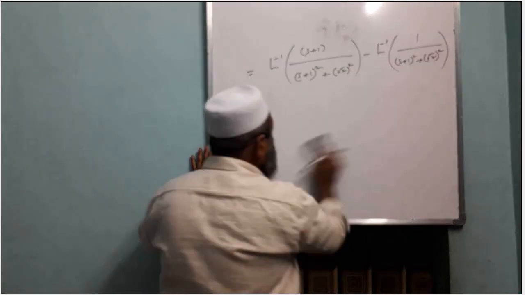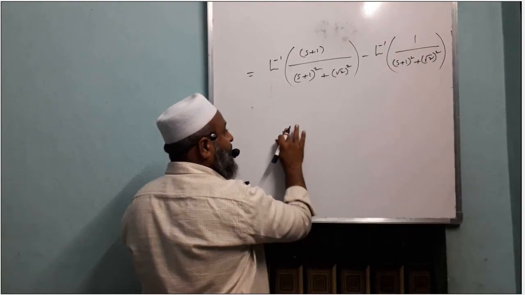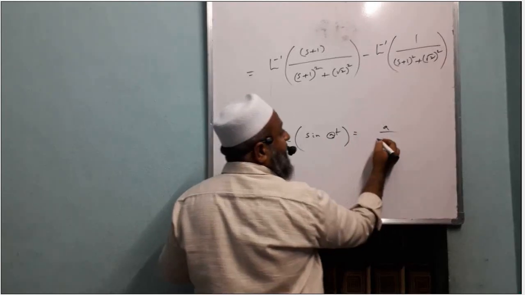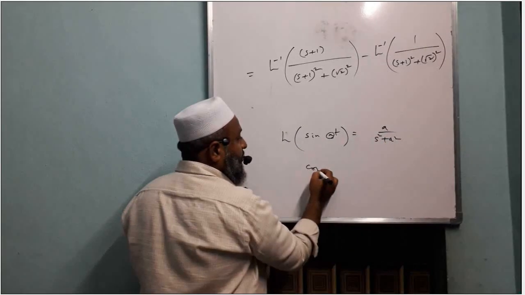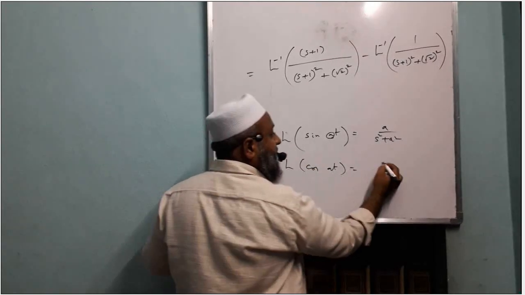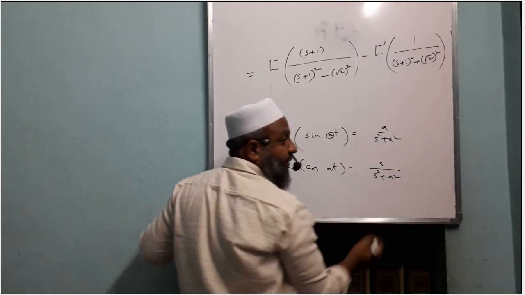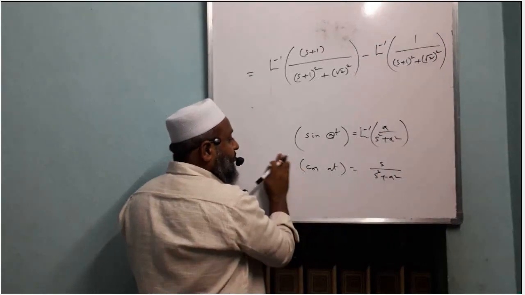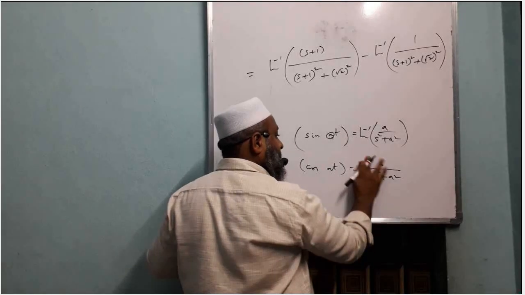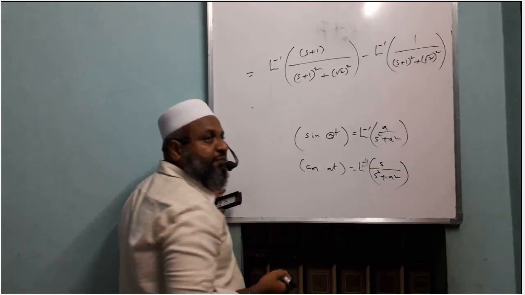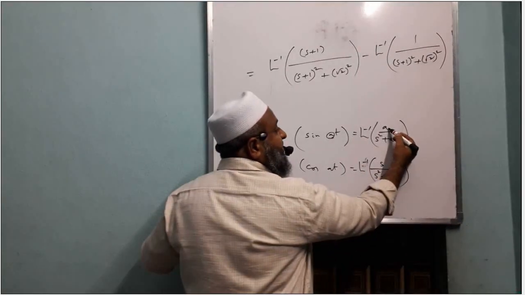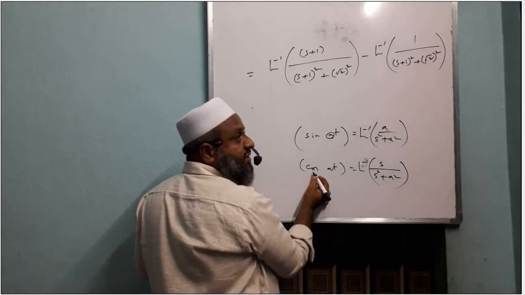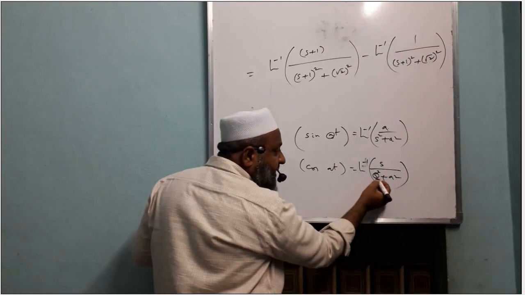You know that L of sin at will be a by (s square plus a square), and for cos at it will be s by (s square plus a square). Now when this comes to this side, L inverse of this is this one. So if we have a constant here, then sine will be the inverse. If we have s, we will have cos as the inverse. But if it is s, it should be s here.